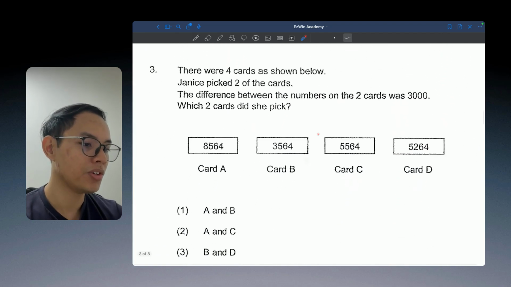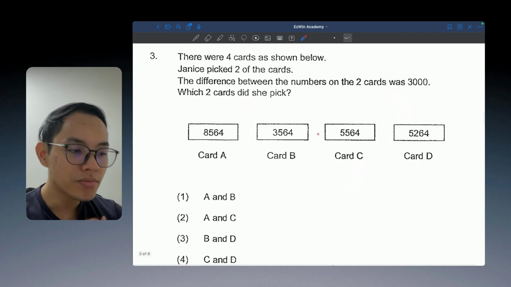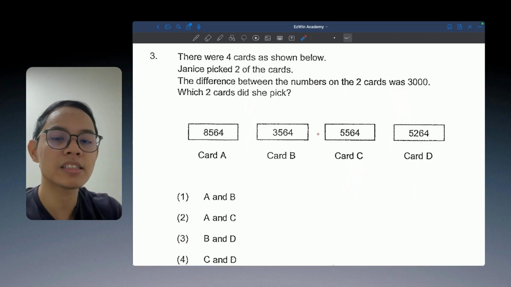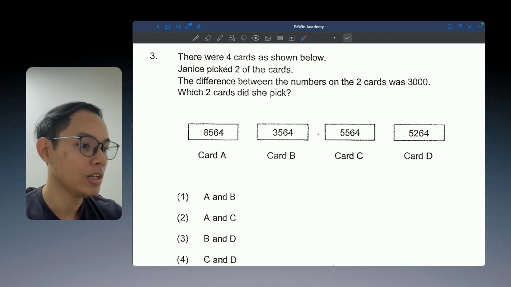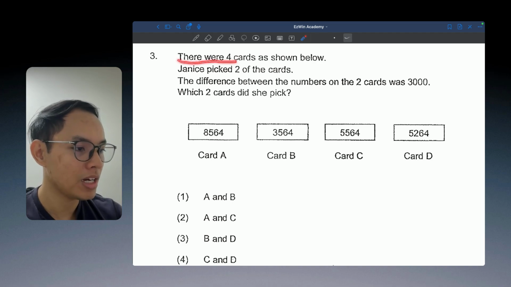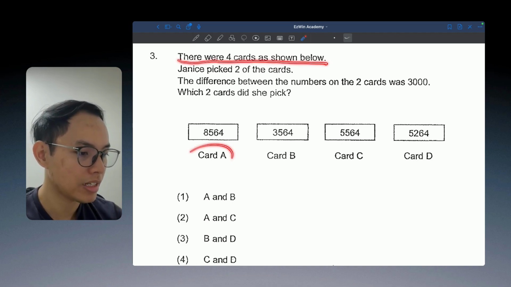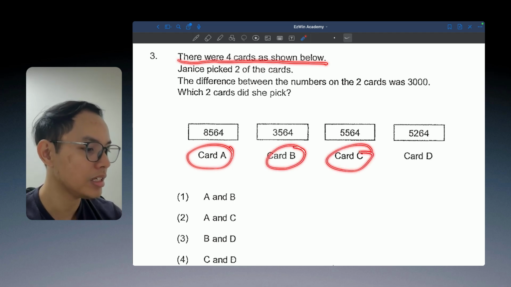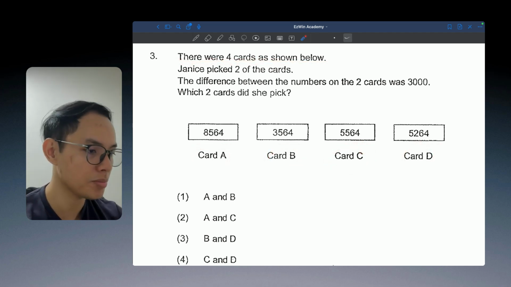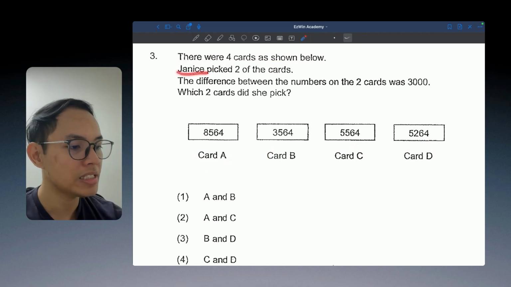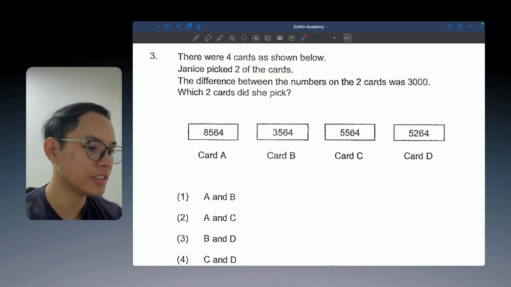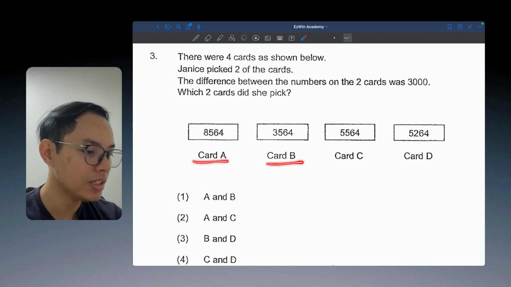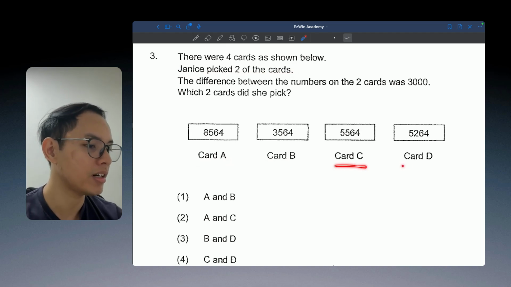Okay, so once you see these kind of questions, read it slowly. So let's go through the question itself and we go through line by line. So there were 4 cards as shown below. So there's card A, card B, card C, and card D. Correct. 4 shown below. Okay, great. And then Janice picked 2 of the cards over here. So 2 cards. It can be card A, card B, or it can be card C and card D.